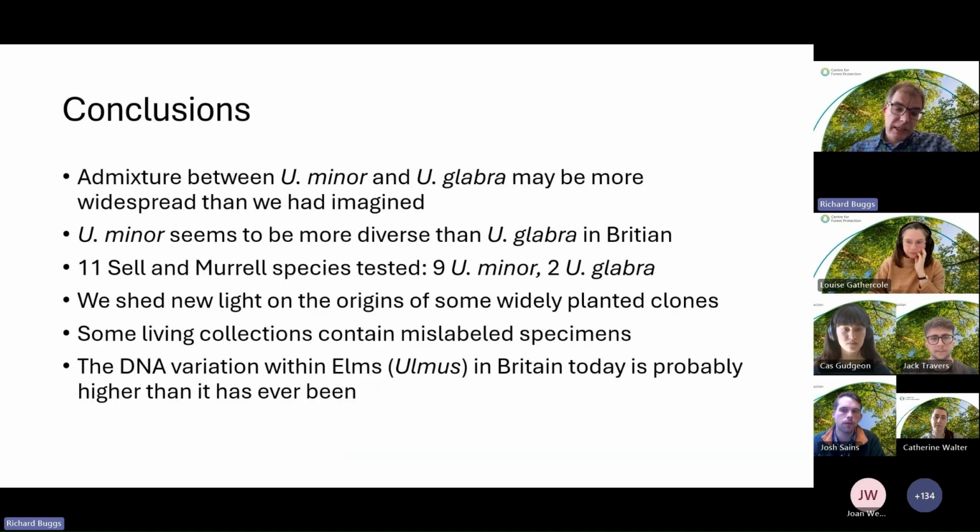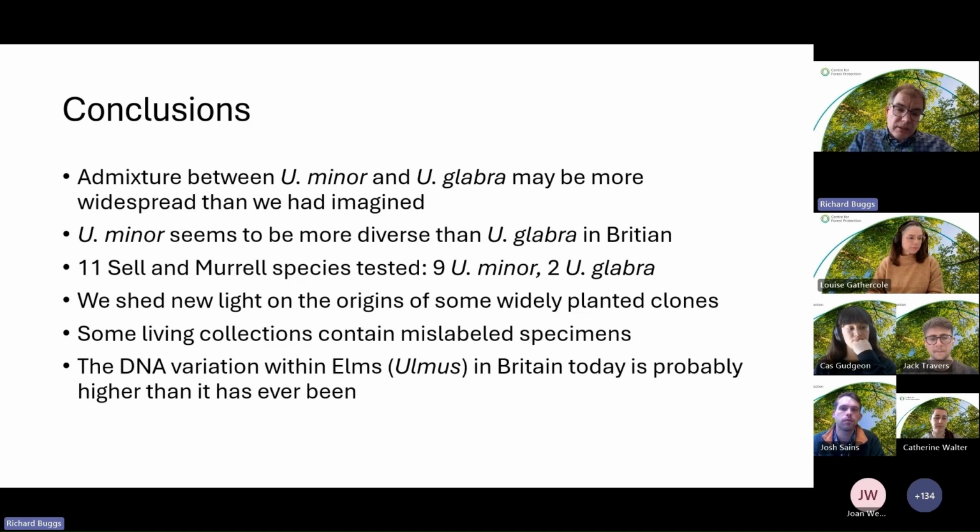So in conclusion, admixture between minor and glabra may have been more widespread than we imagined. Ulmus minor seems to be more diverse than glabra in Britain at the genetic level. We've placed the Sell and Morell species firmly in minor, or some of them firmly in the minor cluster. We've shed new light on the origins of some widely planted clones, including Adamers. Some living collections contain mislabeled specimens. I haven't done a slide of that, but we did uncover many cases of that.